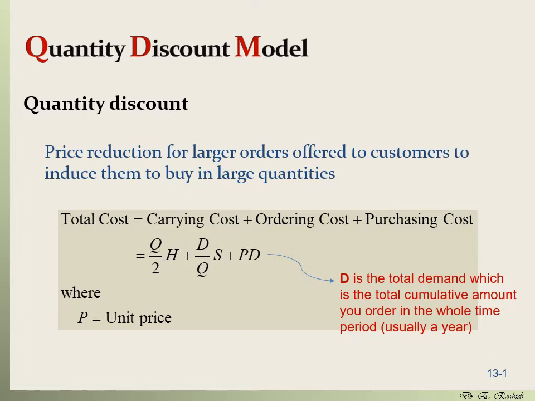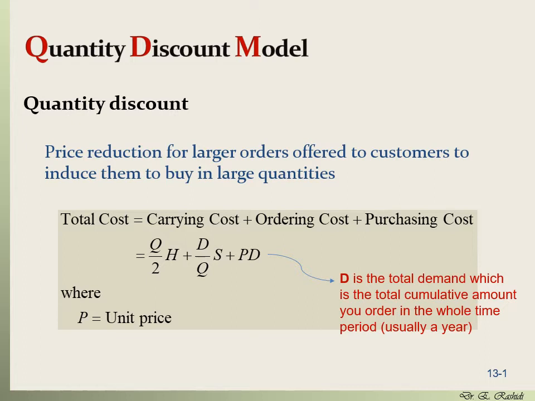So what we're going to do here is extend the first model, where they purchased from a third party and didn't produce themselves, but considering that they can have the quantity discount. That means that if they buy in large quantity, they're going to get a discount. So this is called the quantity discount model.